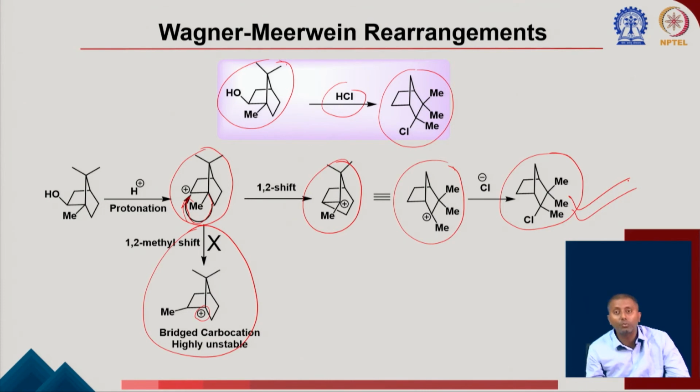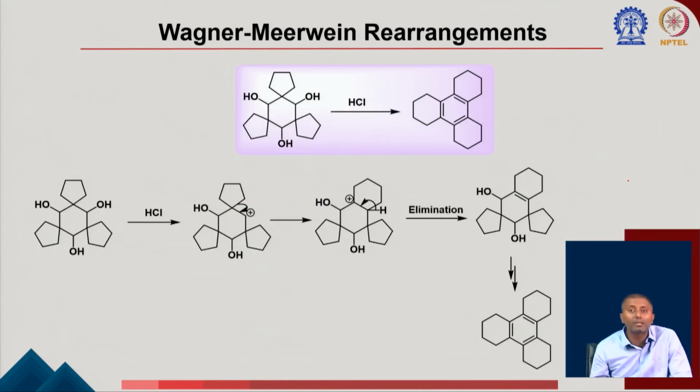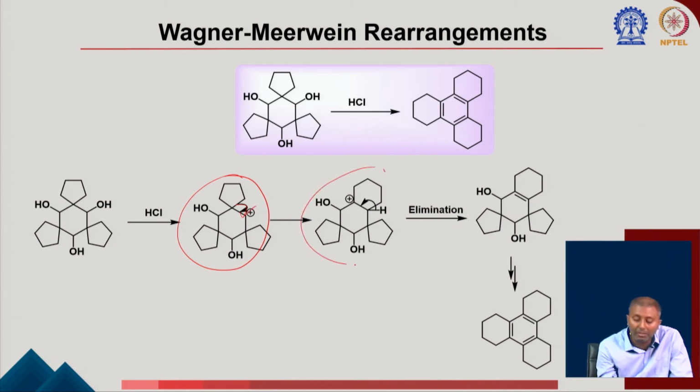Okay. So, moving further, we have another example here where you have a cyclopentane ring with 3 alcohols. What is happening once you treat with HCl? First it is getting protonated and the water is eliminated to form this. As soon as this carbocation forms, a ring expansion happens, which is the driving force here. So, ring expansion is happening to form this.